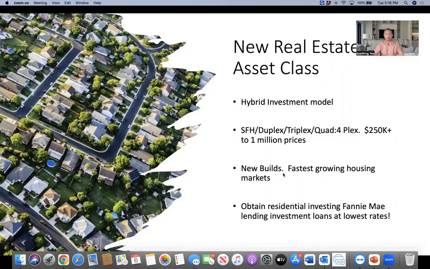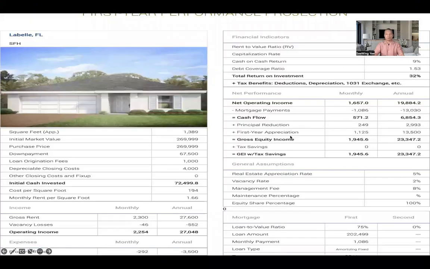So I'm restricting these videos to new construction only, in the fastest growing housing markets in the South and Southeast. When you obtain one to four units, you qualify under residential investing and you can get favorable Fannie Mae lending guidelines for investors at the lowest rates possible based on historical levels. All right. So let's continue to the next slide.